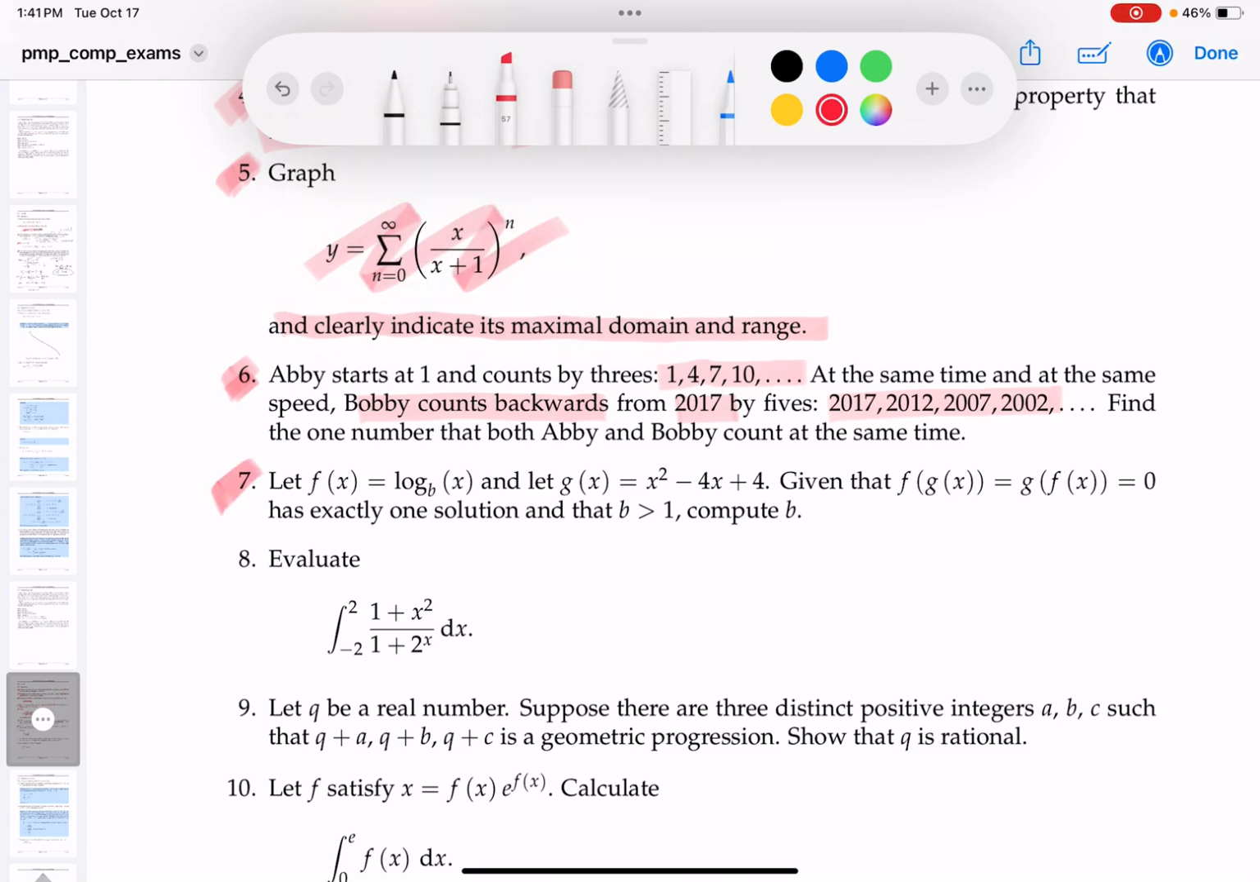All right, number 7, f of x is a log base b. Let g of x equal this quadratic. Given that f of g equals g of f equals 0 has exactly one solution, and that b is greater than 1, compute the b.